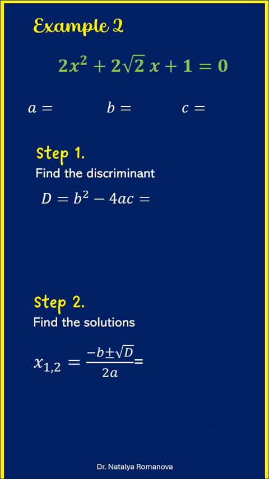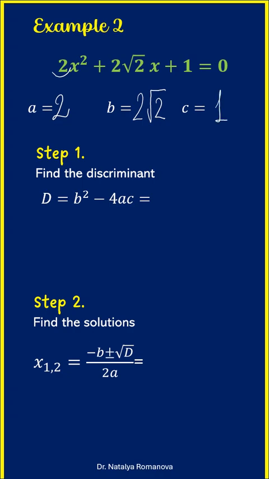The second example: 2x squared plus 2 square root of 2 times x plus 1 equals 0. Coefficient a of x squared equals 2. Coefficient b of x equals 2 square root of 2. And coefficient c equals 1.